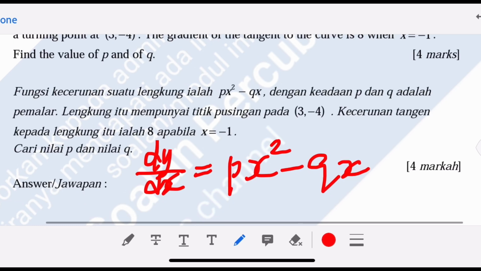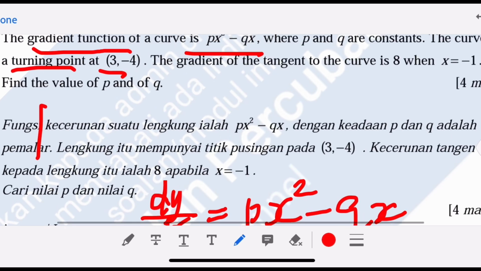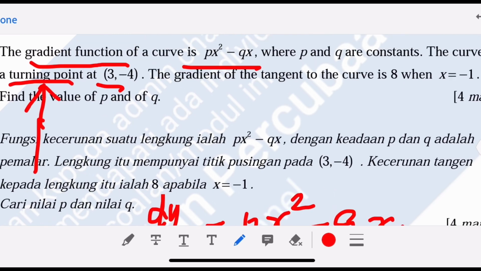So they will say the gradient of the tangent, right? If they say gradient of tangent, that is also dy dx. So the gradient of tangent, it means that dy dx is given 8 when x equal to -1. So you use the information. Okay, when you see turning point, you let dy dx equal to 0. Okay, when they say gradient of tangent, you must find the gradient of tangent given. They say 8. It cannot be 0.